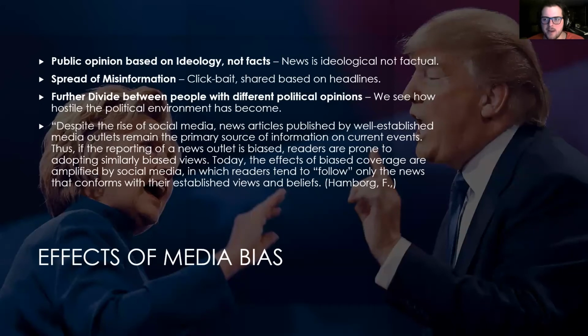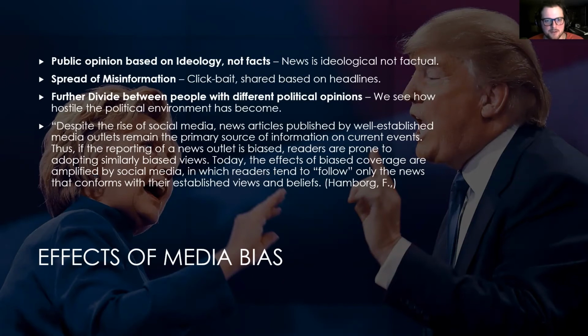So, effects of media bias. Public opinion based on ideology, not facts. So news is ideological, not factual, most of the time. 90% of the news is run by 6 companies, and those 6 companies are very, very biased in how they report news. So most of the time when you're reading a news article, it is not factual. You have to kind of follow the source and figure it out yourself.